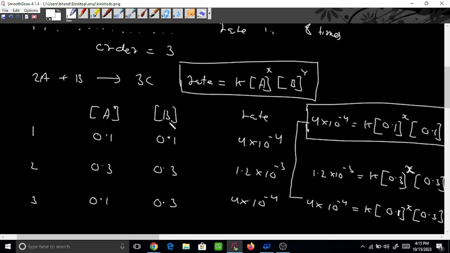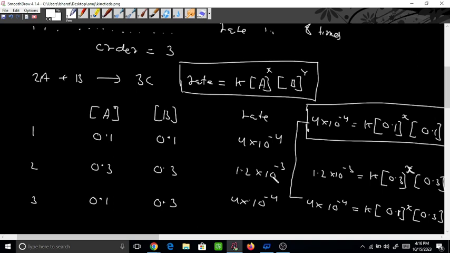For a 0 order reaction, whatever change you make, there will not be any change in the rate. Just now we have seen. Then for A, we need to see from this one. Initially it was 0.1 and 0.3, and the rate was this one. Now B is remaining the same, and we have tripled the concentration of A, 0.1 to 0.3. What is the change in the rate?